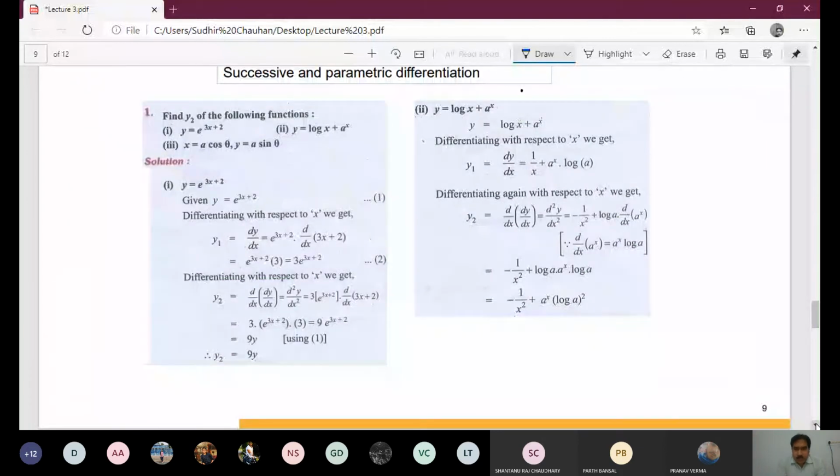So, successive and parametric differentiation. Here we take this example: find y2 of the following function. Now y is given as e raised to power 3x plus 2. So differentiating with respect to x, we get y1, that is dy by dx. So dy by dx, that is first derivative, is e raised to power 3x plus 2, since the differential of e raised to power x is e raised to power x.